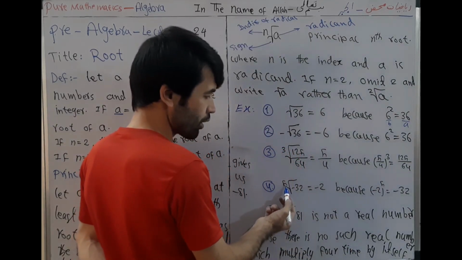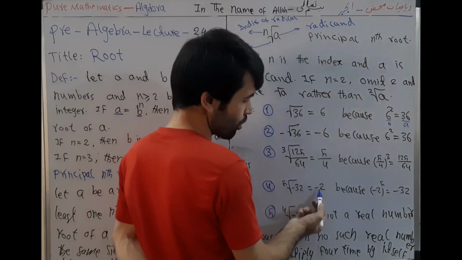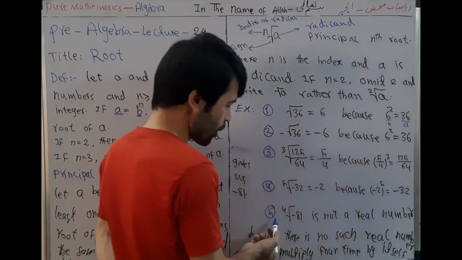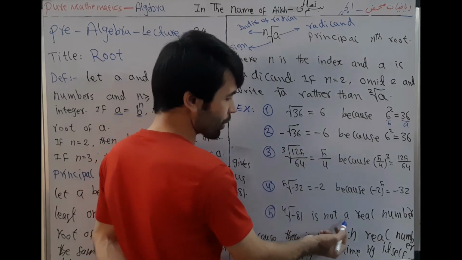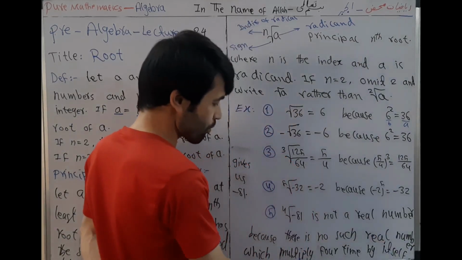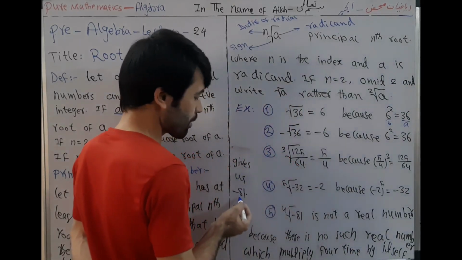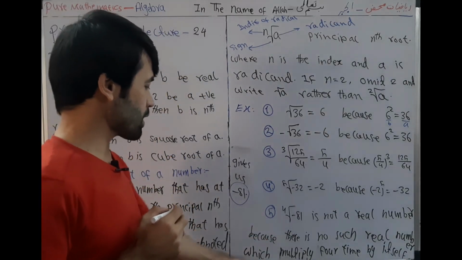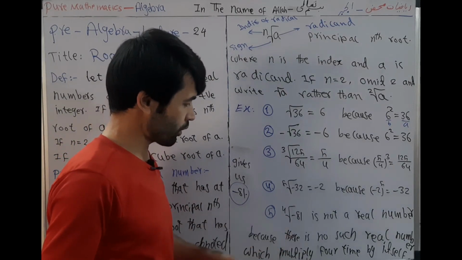Number 4: fifth root of minus 32 is equal to minus 2 because minus 2 whole to the power 5 is equal to minus 32. Number 5: fourth root of minus 81 is not a real number. Why? Because there is no such real number which multiplied 4 times by itself gives us minus 81. Because of this result, we say that it is not a real number. In complex numbers, we will study this kind of number.